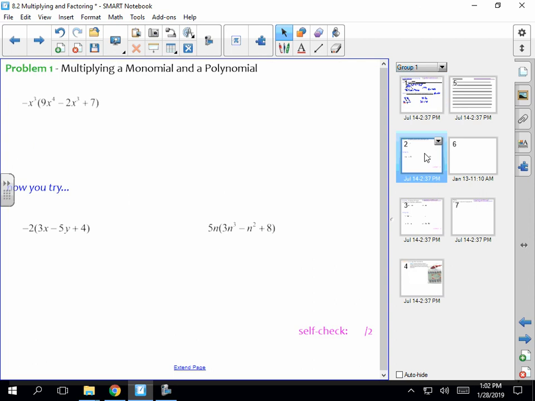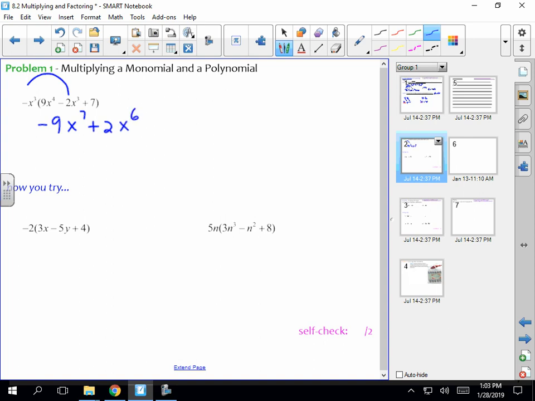All right, so a little more practice here. Let's do this with 3 terms. I have a negative x cubed and a 9x to the 4th. So negative 1 times 9 is negative 9. The x to the 3rd and x to the 4th would equal x to the 7th. And then being careful of my signs, the negative times the negative here will give me a positive 2. And then x to the 3rd and x to the 3rd is x to the 6th. And then finally the last term here and here.